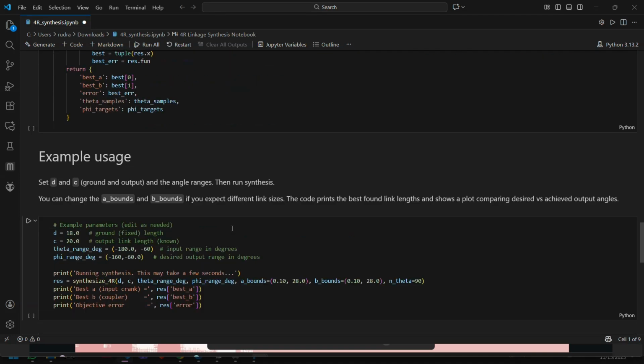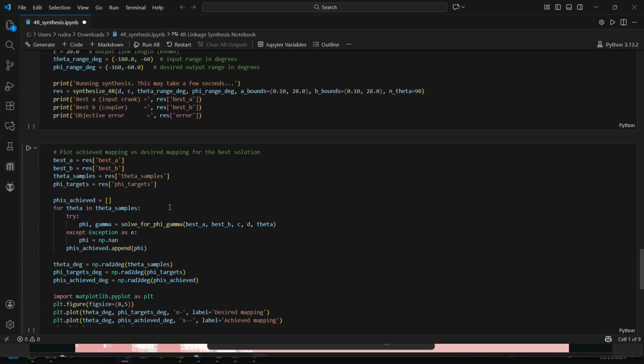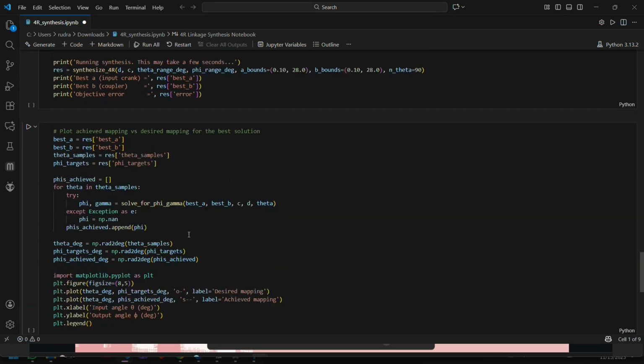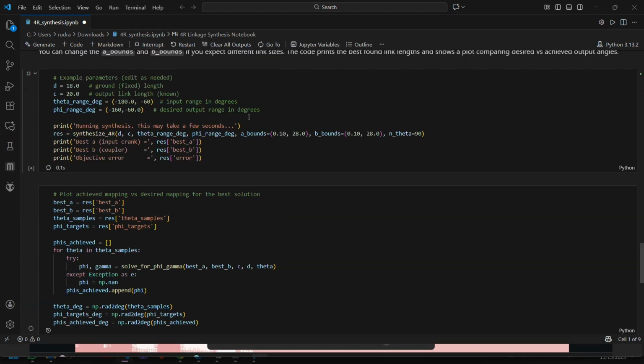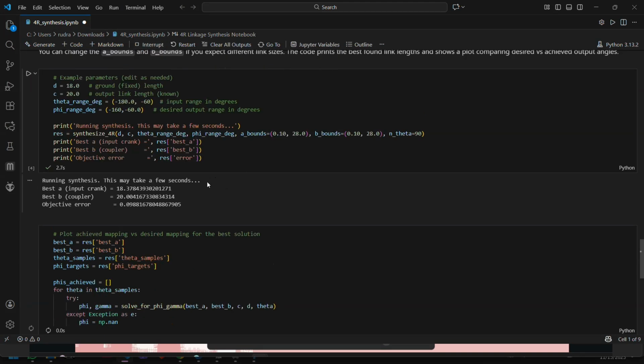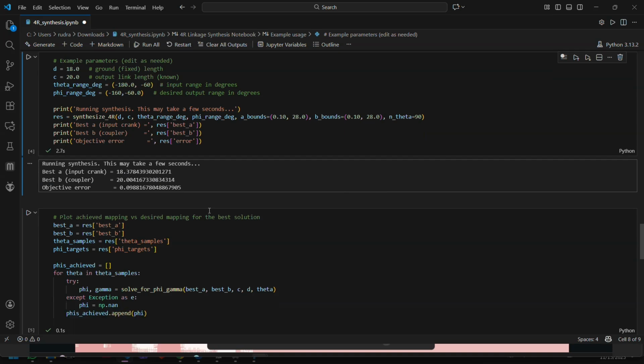Now, as we move forward, this is the cell where we get our output and also our plot. Now we will run this and let's see what output we get. Okay, as you can see, we have got the best A and the best B. Basically this notebook prints the best A and B, the objective value and the plot of desired versus achieved phi of theta for visual verification.